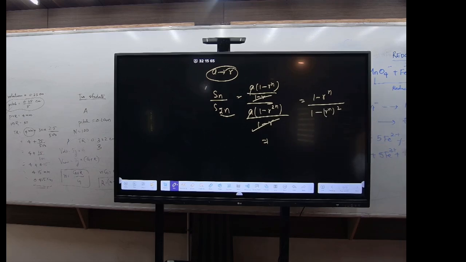I can write 1, I can write 1 square also. So now you see the a square minus b square formula. a square minus b square can be written as a minus b, a plus b. Now you see this will get cancelled. So what will be left? 1 by 1 plus r to the power n.